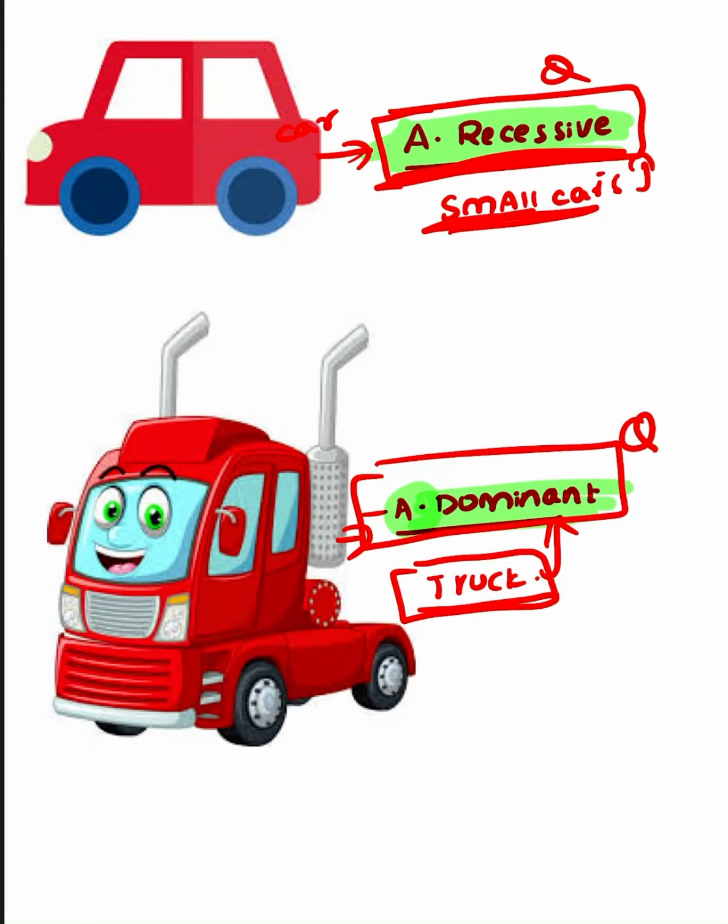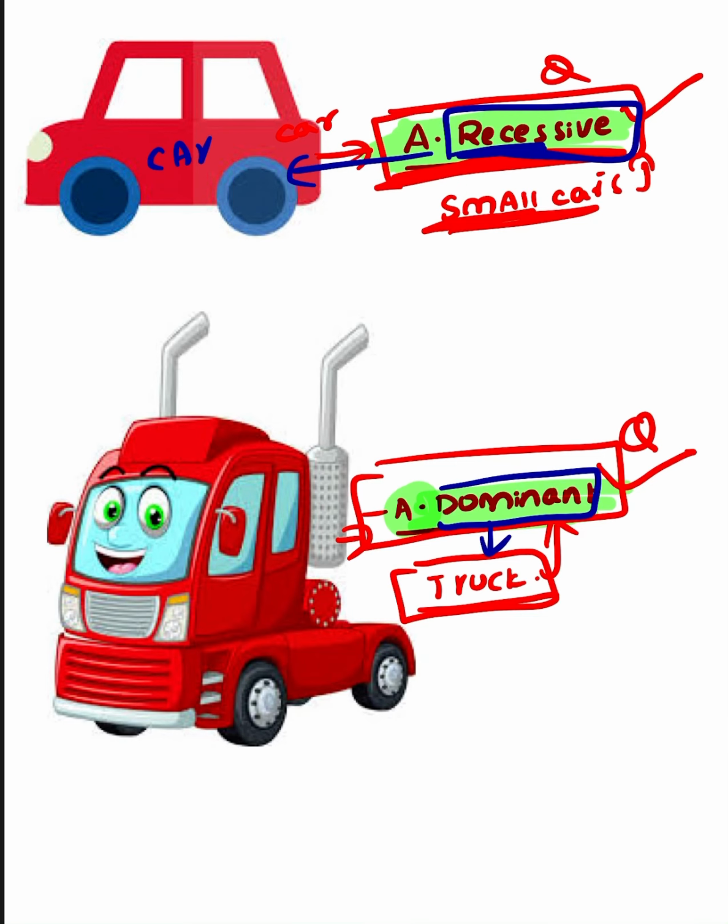Hey friends, today I am going to discuss Hailey-Hailey disease and Darier's disease from dermatology. Let me tell you a small trick to remember autosomal recessive and autosomal dominant conditions. In all my videos, I remember a small car as autosomal recessive. Recessive means small car, whereas dominant means big truck.